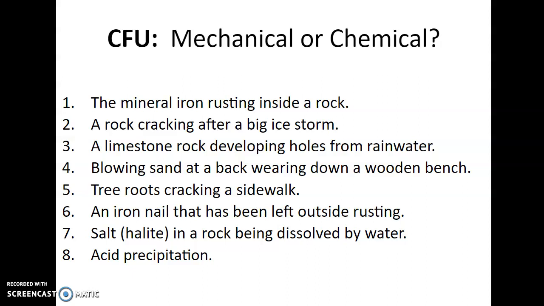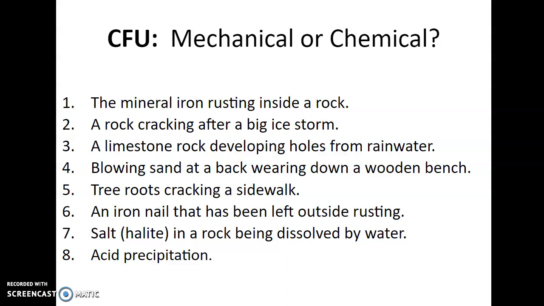A limestone rock developing holes from rainwater. This is actually chemical. Rainwater is naturally acidic, so it will mix with the limestone, the minerals, and that will be chemical weathering. Blowing sand at a bench wearing down a wooden bench. This is an example of mechanical weathering. Tree roots cracking a sidewalk. Mechanical weathering. This is an example of just biological activity.